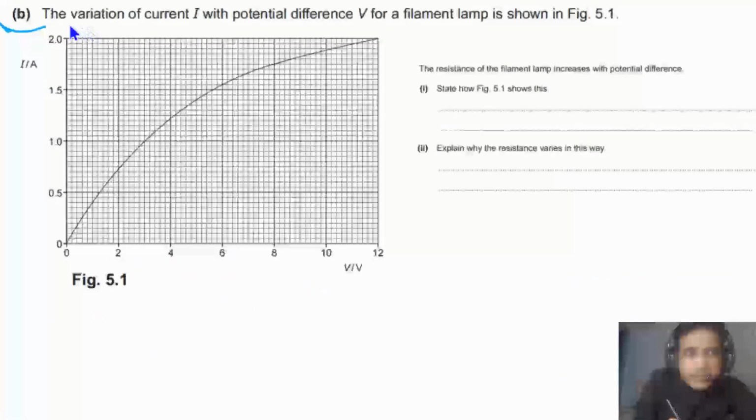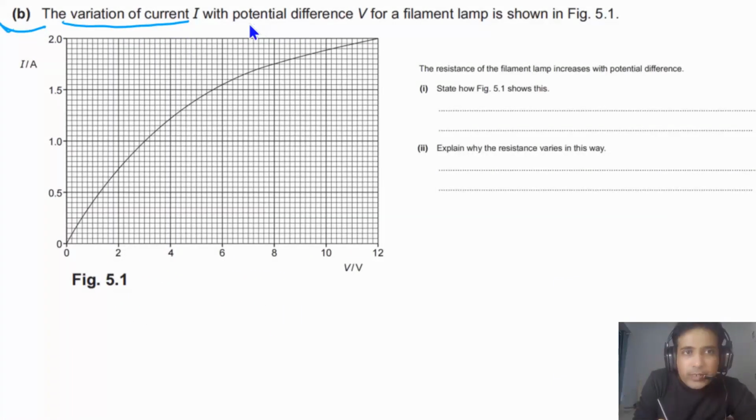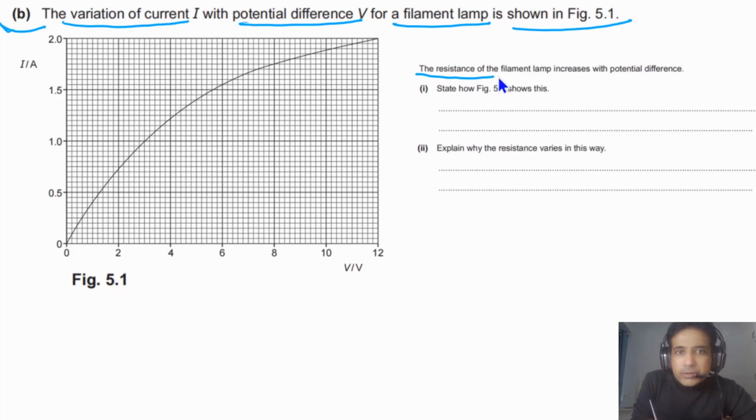For part B, it is given to us that the variation of current I with potential difference V for a filament lamp is shown in figure 5.1. The resistance of the filament lamp increases with potential difference. We need to state how figure 5.1 shows this. Means the resistance of the filament lamp is increasing with potential difference. How can we conclude this using this figure?